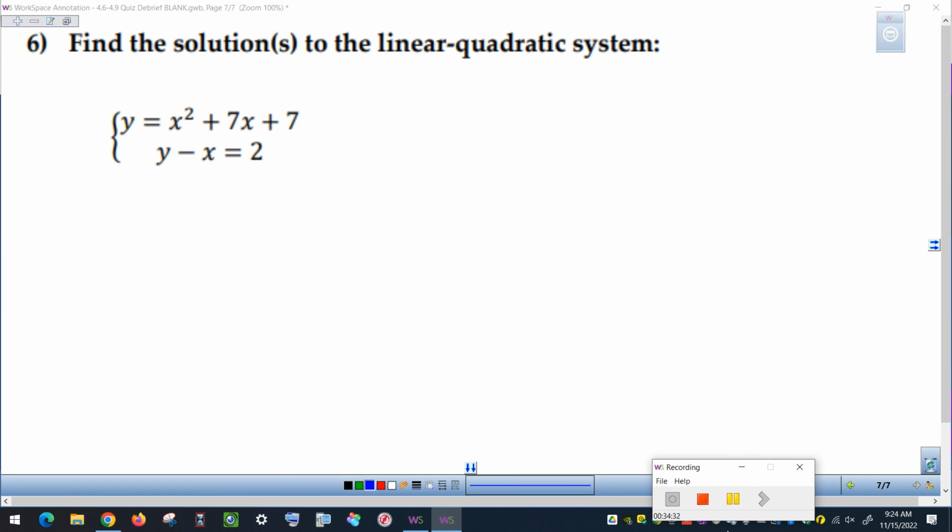What we need to do for solving this one here, we're going to solve using substitution. So one thing you could do is take the whole expression that is equal to y in the first part and plug it in for y in the second part. And that's going to end up looking like this.